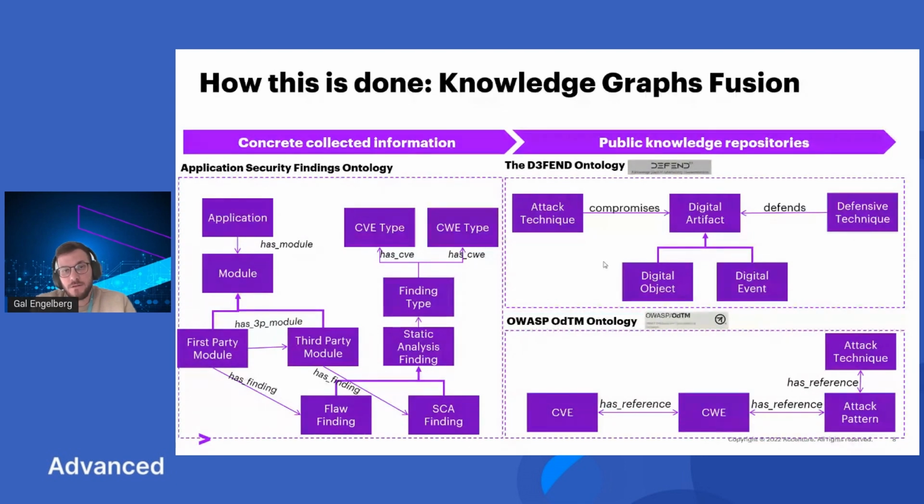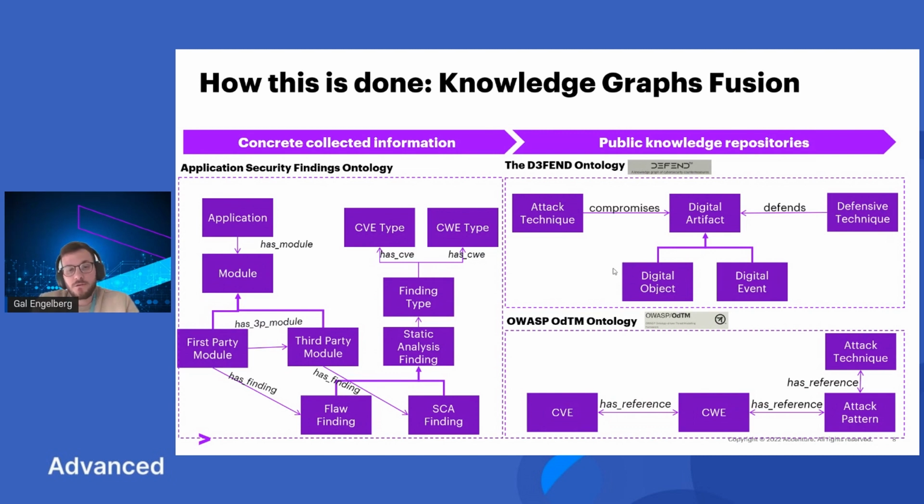And here on the top right, you can see the D3FEND ontology that we retrieve from the MITRE ATT&CK and MITRE D3FEND project. It holds information about attack techniques, how they compromise digital artifacts, and how these digital artifacts are being defended by defensive techniques, or in other words, countermeasures.